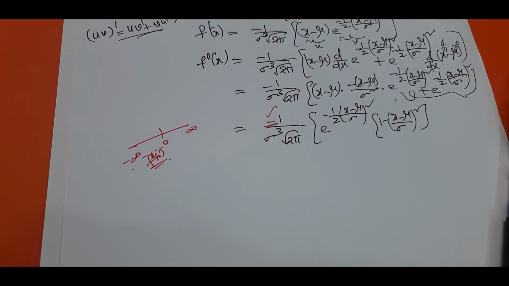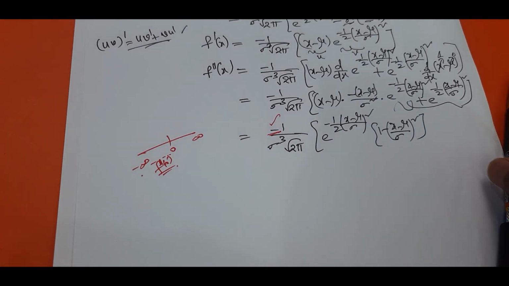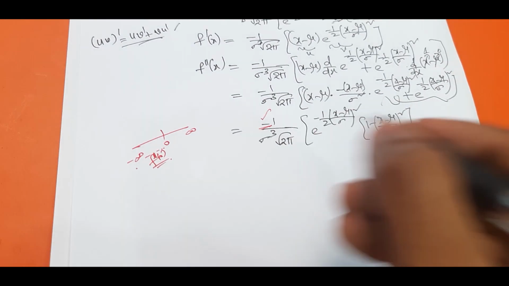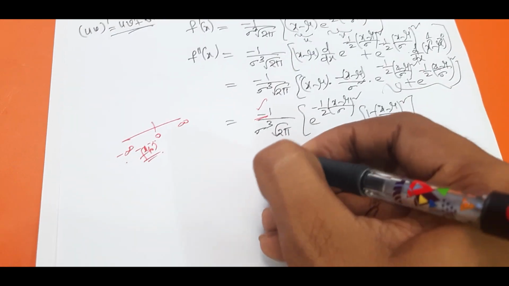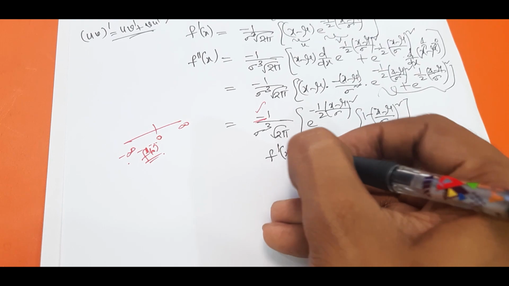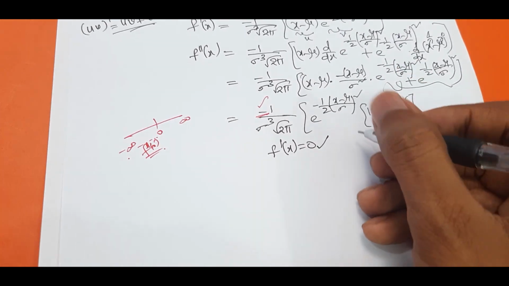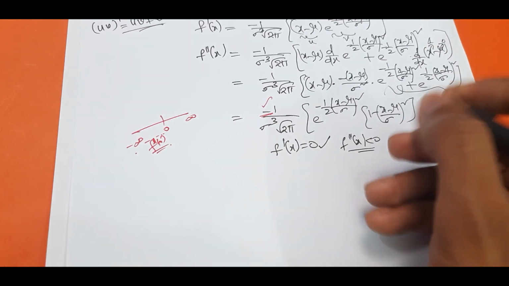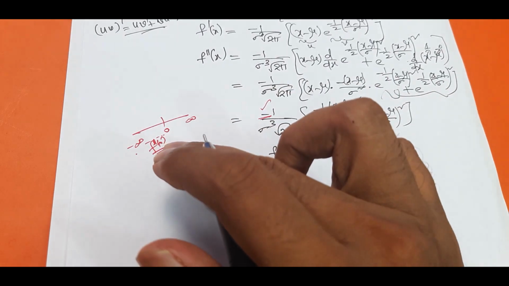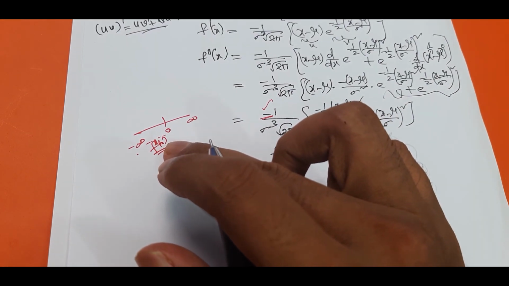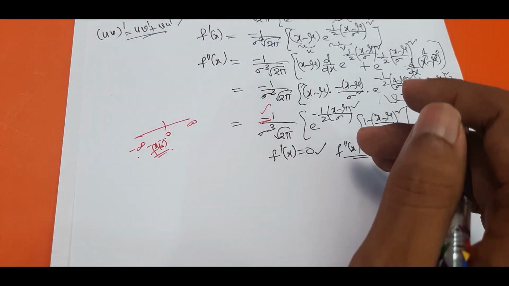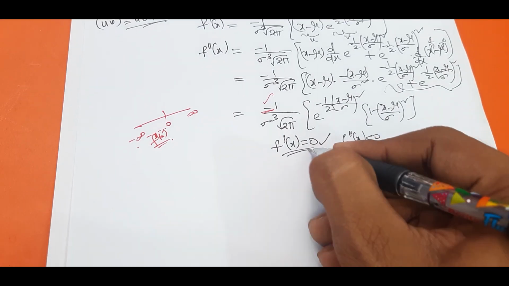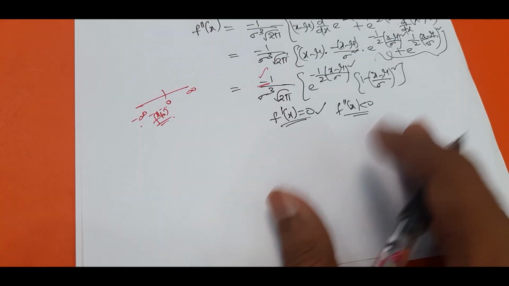Okay, now what we have to do now? f dash of x will be equal to 0, and f double dash of x will be less than 0. Here from the minus symbol we will get our criteria, that the f double dash of x will be less than 0. Now let's make f dash of x equal to 0. What will happen?